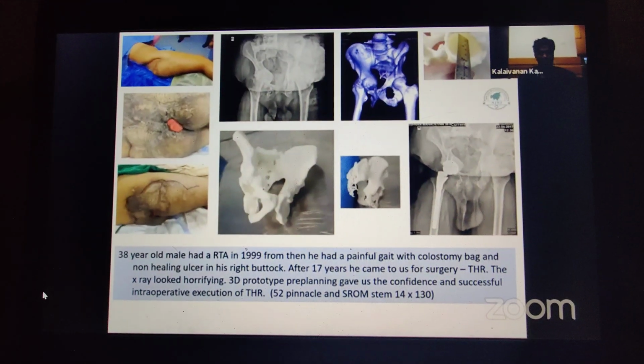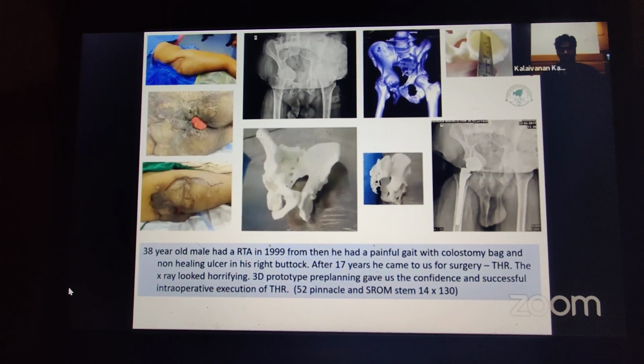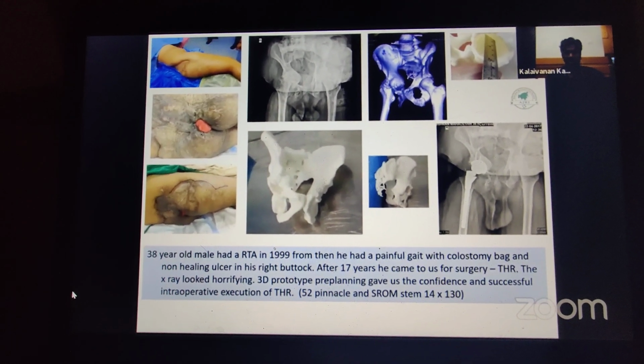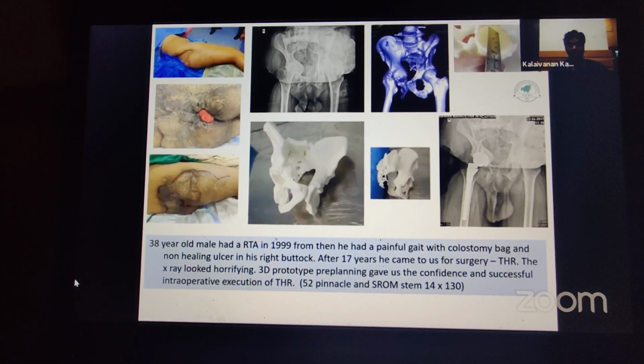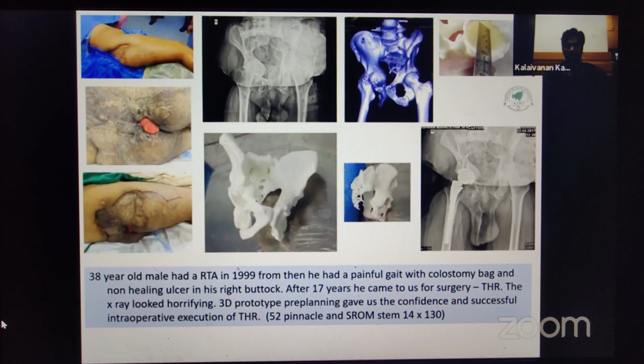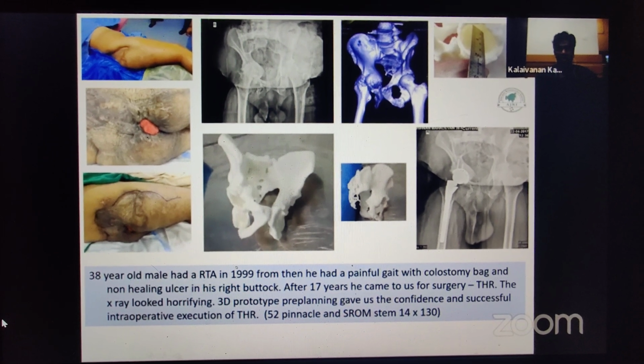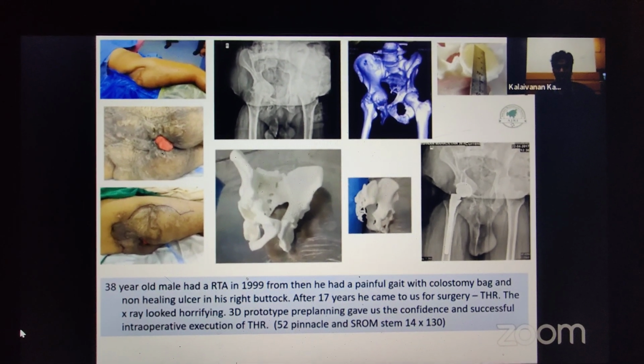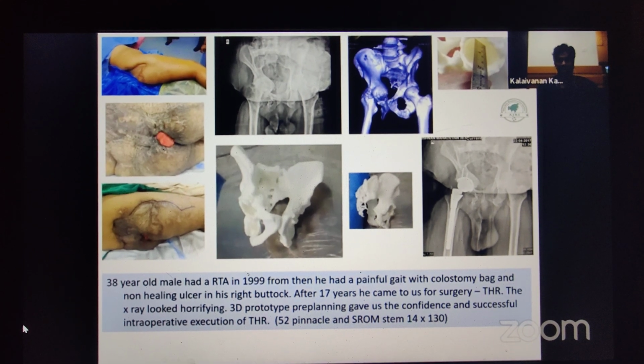with reduced operative time and blood transfusion rate. Another example is a 30-year-old male following a road traffic accident in 1999. He had a painful hip gait with a colostomy bag on and a non-healing ulcer in his buttock. Most of the surgeons denied total hip replacement for him. After 17 years, he came to us and we did the 3D model.